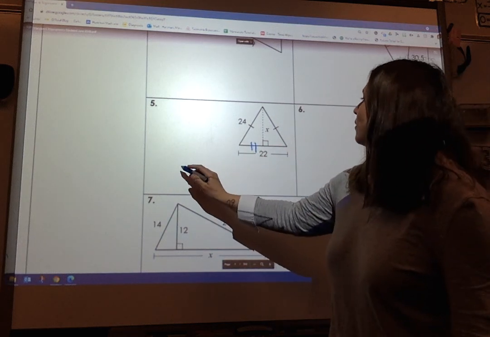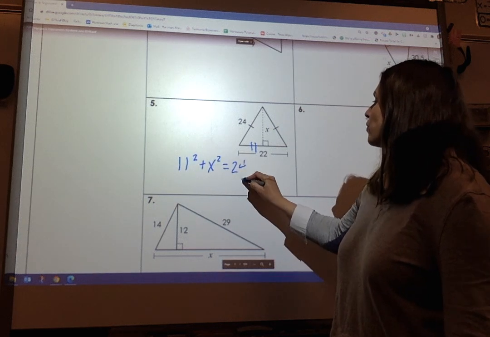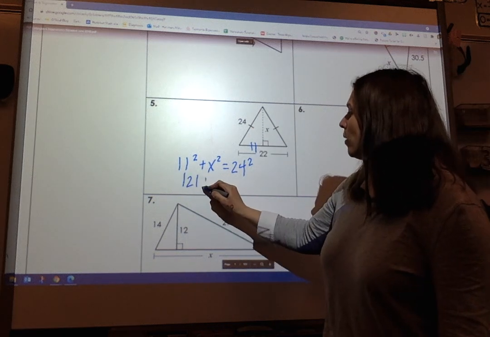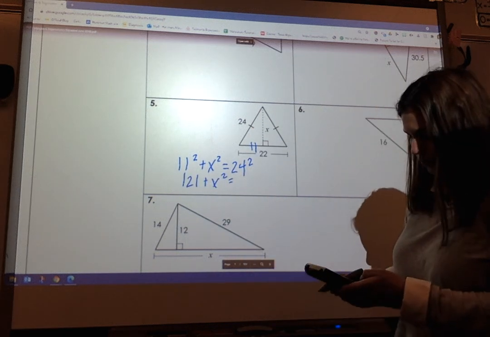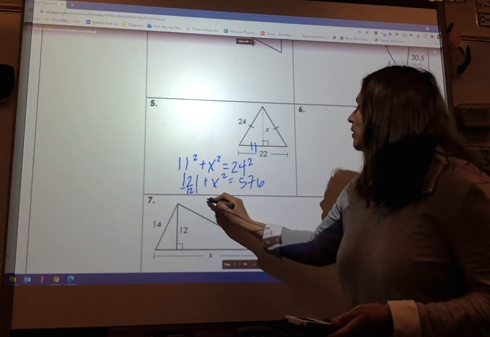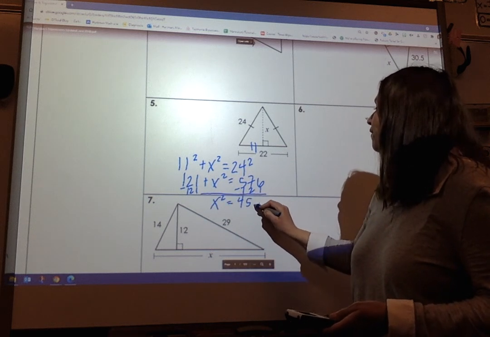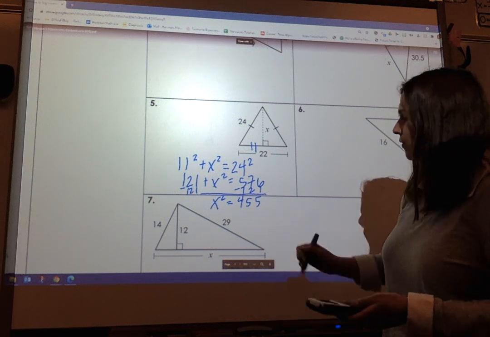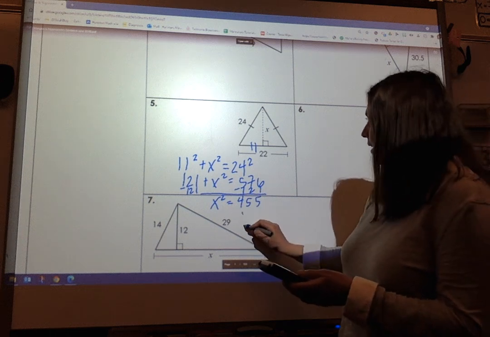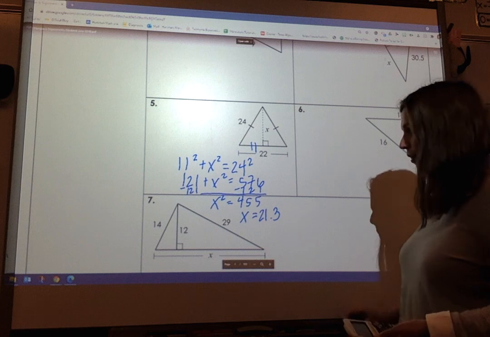So now I would have 11 squared plus x squared equals 24 squared because my hypotenuse is 24. So now I get 121 plus x squared equals 24 squared, which is 576. So I'm going to subtract 121 from both sides, and I get x squared equals 455. And then when I take the square root of 455, I get my x value is 21.3. So this height is 21.3.